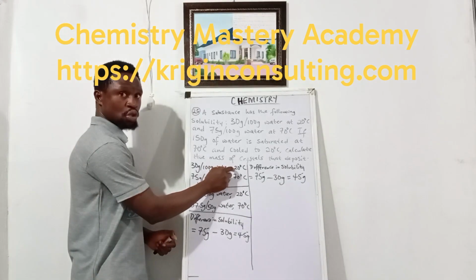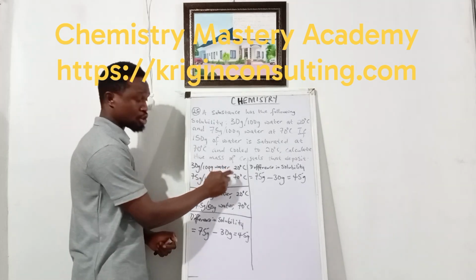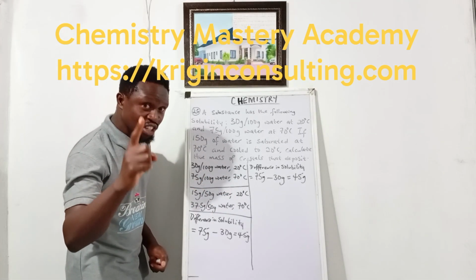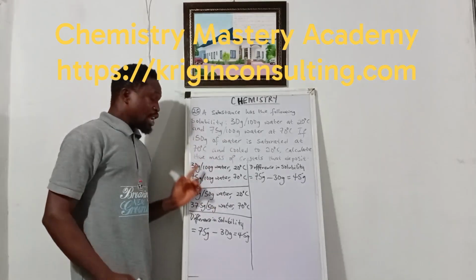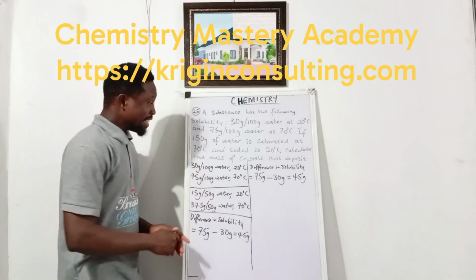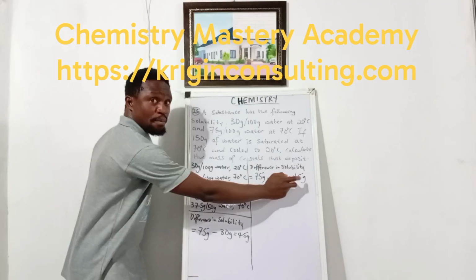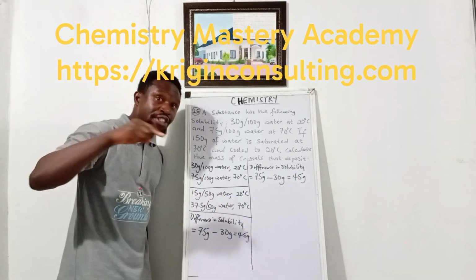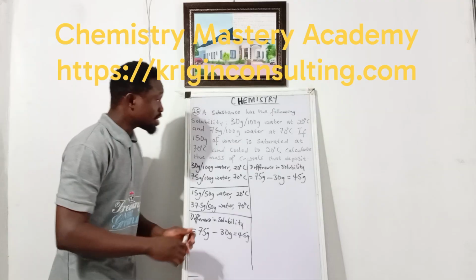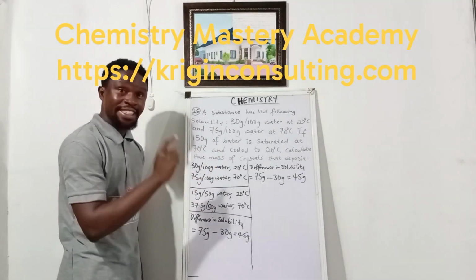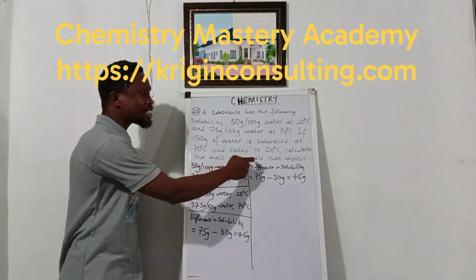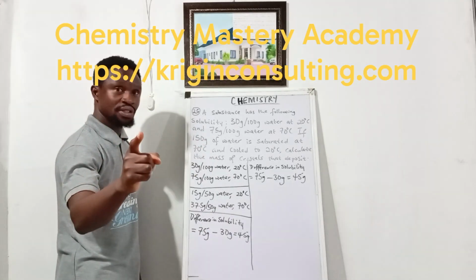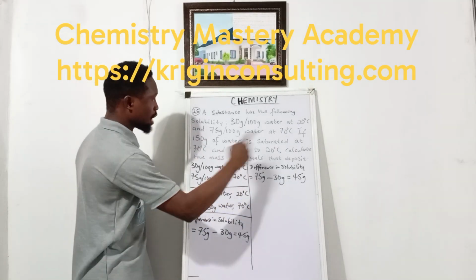The difference between these two temperatures. What is the difference between these two temperatures? 70 degrees minus what? 20 degrees what? 50 degrees Celsius. So, in 100 grams of water, 45 grams will dissolve at 50 degrees Celsius. Because the question that they asked us is actually to calculate the mass of crystals that will dissolve in 50 degrees Celsius. Okay? Now, look at it.